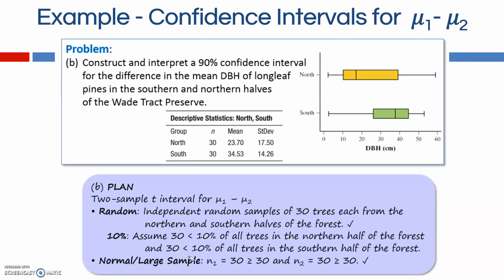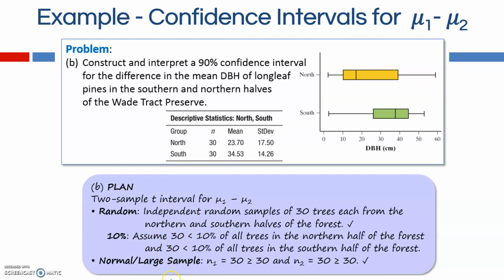All right, so now here's our plan portion. We are going to use a 2-sample t interval for mu1 minus mu2. This is the name of the inference method. Our random condition is satisfied because in the problem prompt it said we have independent random samples of 30 trees, and they were each from those two different halves of the forest.